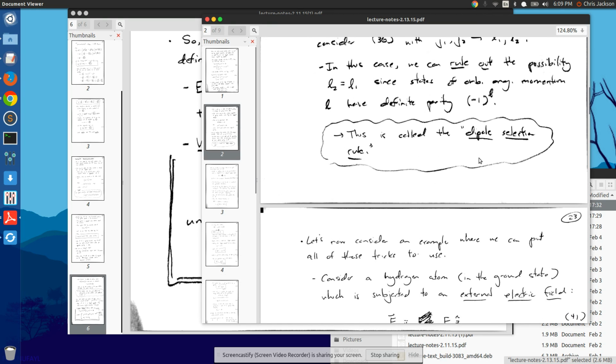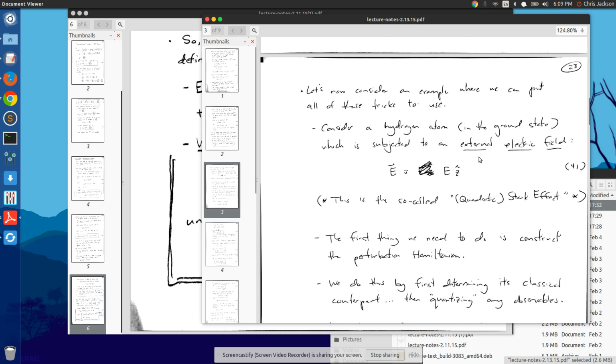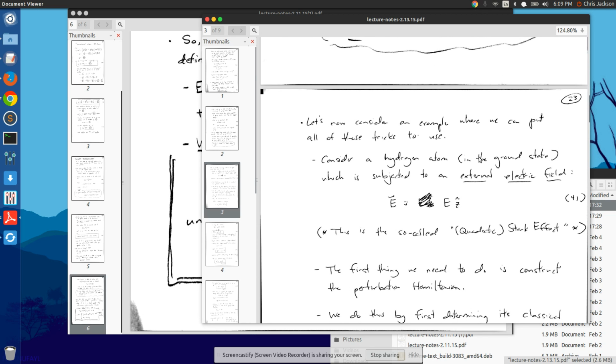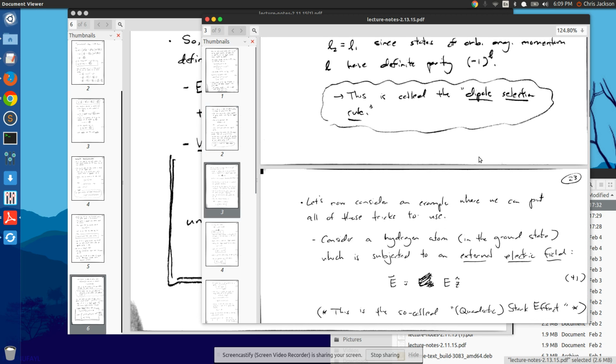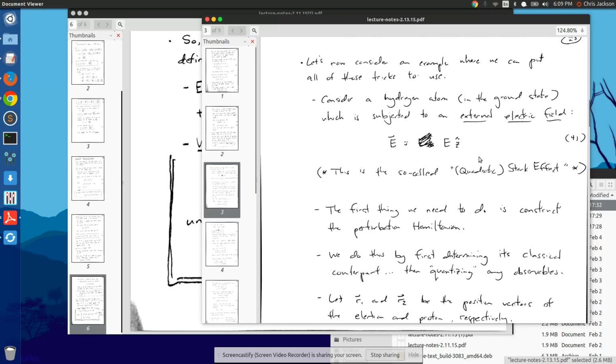Okay, and this is what's called the dipole selection rule, and we'll come back to it. So that was all general stuff about selection rules. And now let's see how we can apply them. We're going to get down to this quadratic Stark effect.